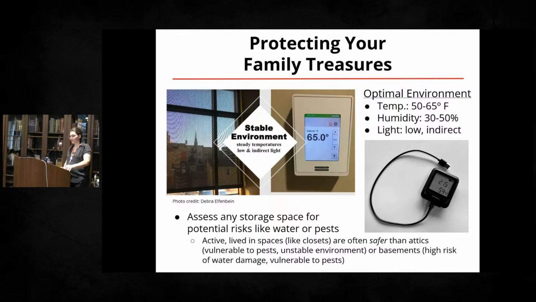And then that humidity range of 30 to 50%. If it gets too low, things can get too dry and you run that brittle risk. Way too much moisture, like we talked about, you get humidity and mold concerns. And then controlling the light as best you can, keeping it low and indirect. And then whatever space you designate, you do want to assess for any potential risks, like water or pests.